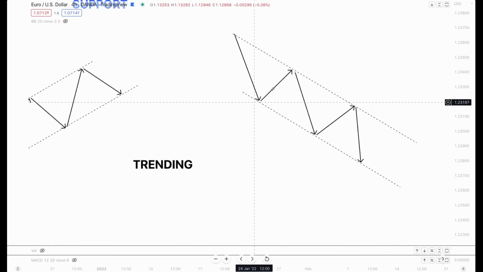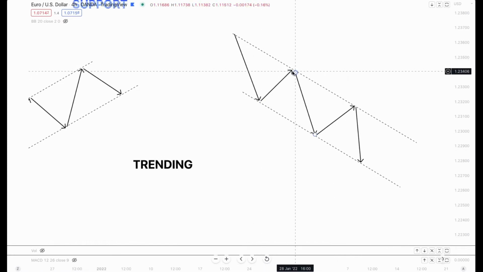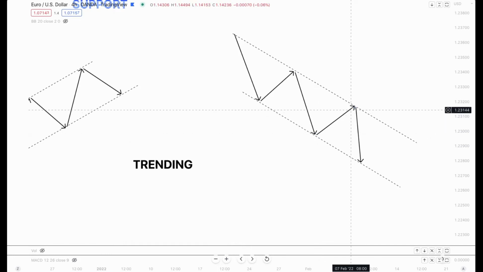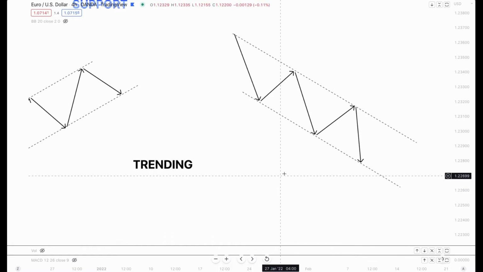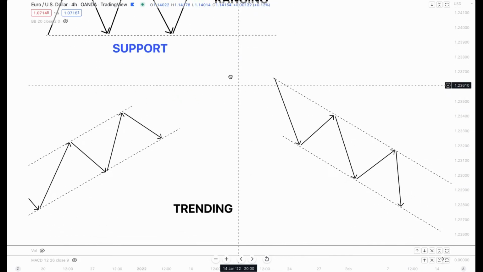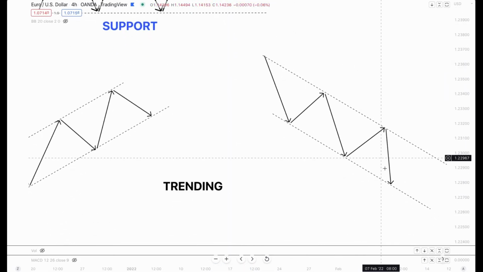We have support, we have resistance. The market bounces off of resistance, trends lower, hits support again, bounces off of support, heads up towards resistance, bounces off of resistance, and heads down towards support. Nothing has changed from this example right here. It's the exact same thing, except it is now moving at an angle.